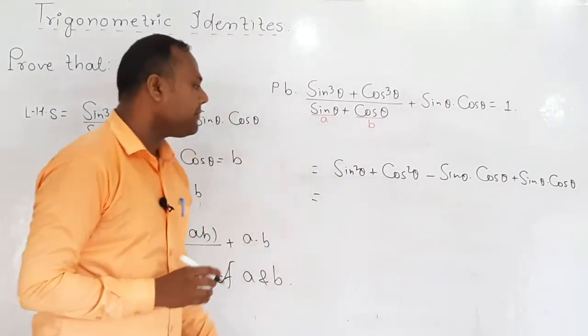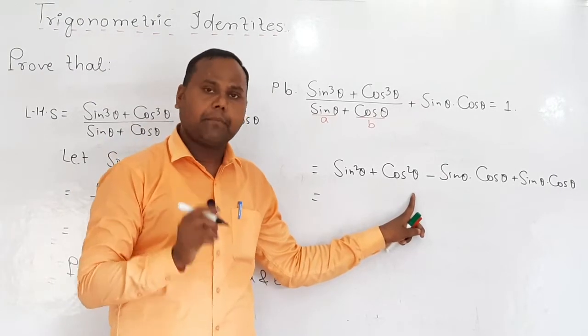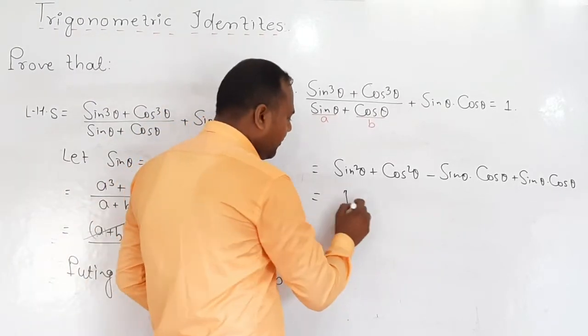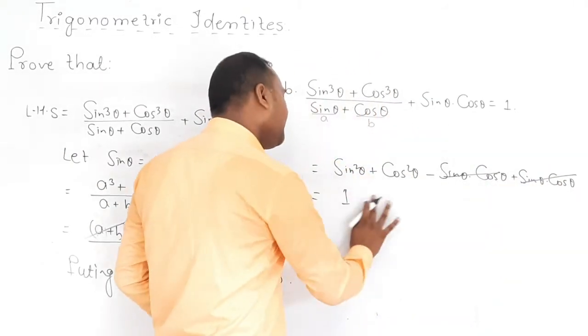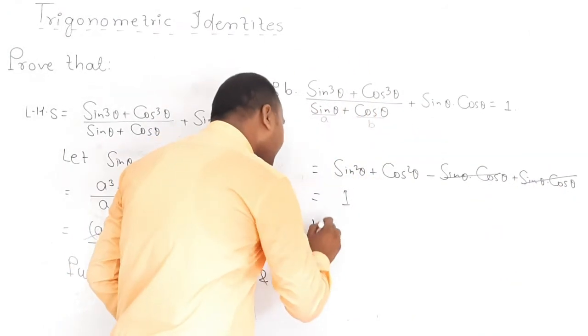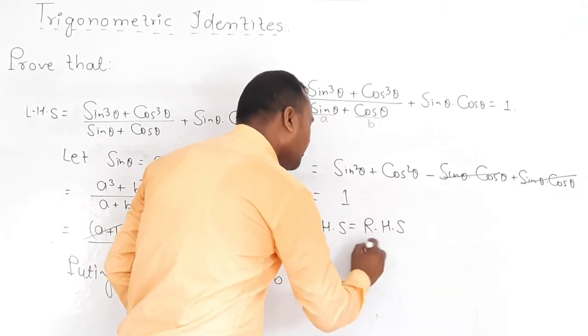While solving, we already know that sin square of theta plus cos square theta means 1. This is the 1, and this part cancels out with this part. That means 1. Hence we can say that LHS will be equal to RHS. Proved.